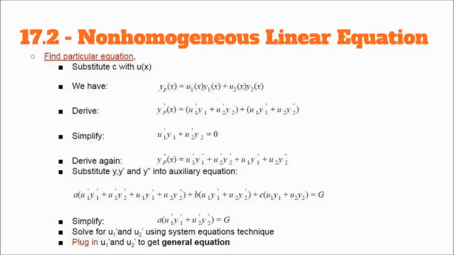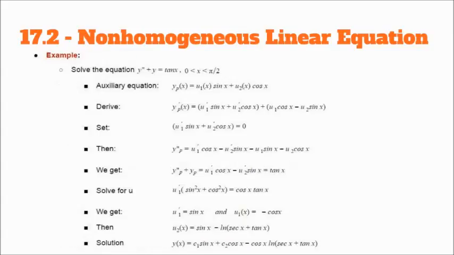So it's going to be u1 prime y1 plus u2 prime y2, and we're going to set that equal to 0. So first we take that yp of x function, then we take the second derivative, then we find y prime and y double prime, and then we plug that into the auxiliary equation, and then we simplify, and then we solve the system of equations for u1 prime and u2 prime, and then we plug in u1 prime and u2 prime to get the general solution.